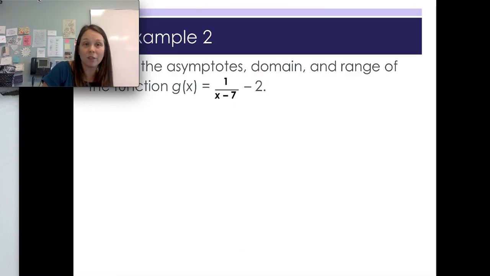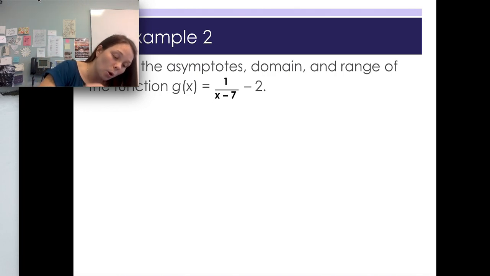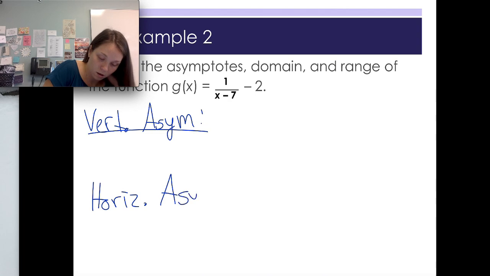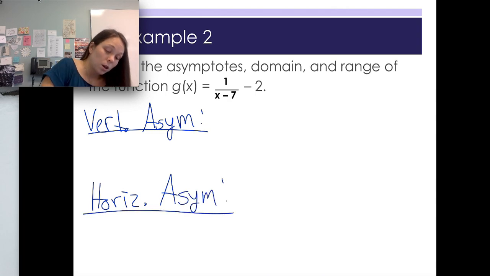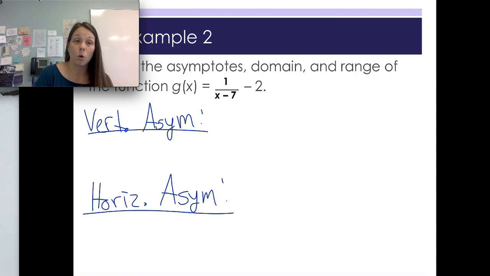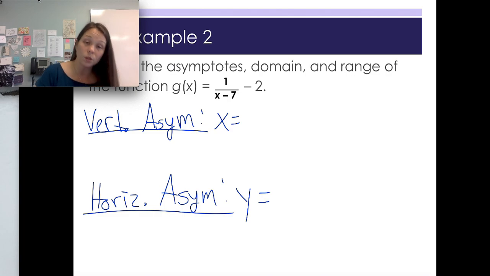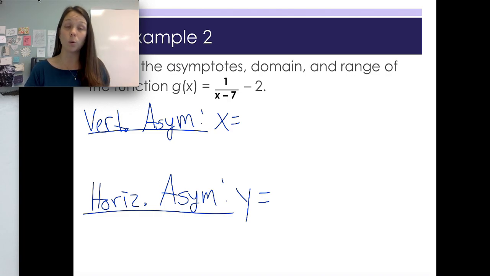So example 2, you should hopefully have given this a try on your own first, identifying the asymptotes, domain and range. We have a vertical asymptote and a horizontal asymptote. Know that when you're defining the vertical and horizontal asymptotes, you need to make sure that you're defining them in terms of x equals and y equals. If you just write the number or don't say x equals or y equals, or flip-flop them, that's technically incorrect because we're defining a line here.